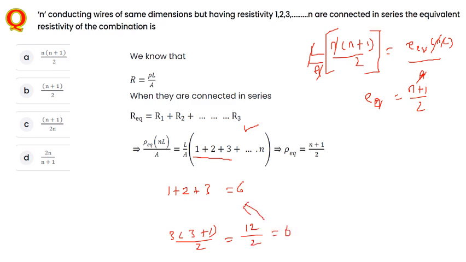See, both are the same in this concept. If n numbers you are going to add, you use this formula. In this way the final answer is (n+1)/2. So the option here is B.